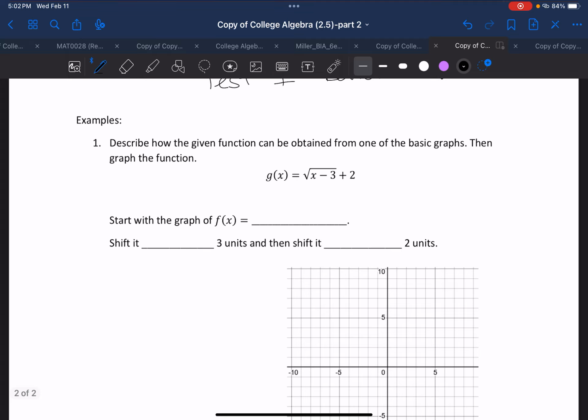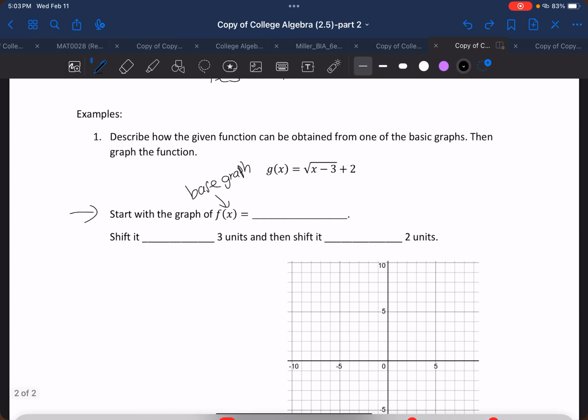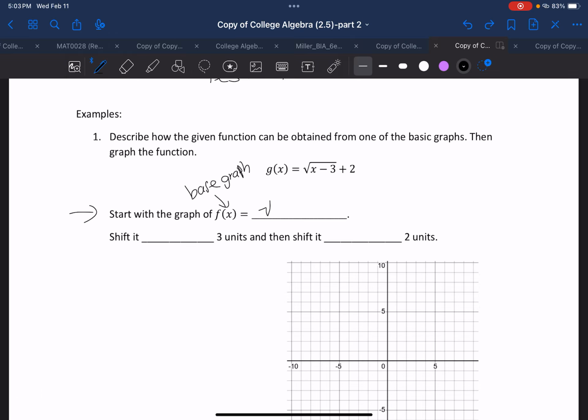So the first one says, describe how the given function can be obtained from one of the basic graphs, then draw the function. So they give me this function g of x, and what it's going to do is it's going to kind of walk me through this problem on the test. So it says start with the graph of f of x equals, and this is where they want the base graph. What base graph did they use to build this function? Well, if I look back at my library of functions, the only one that has a square root in it is the square root of x. So this base graph is the square root of x. So that's the answer that would go right there.